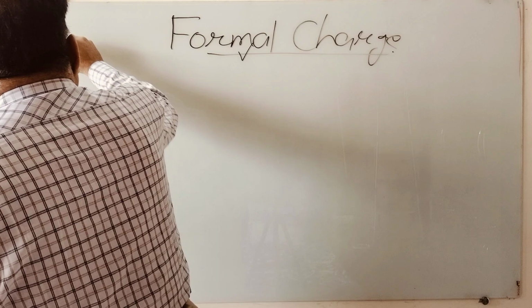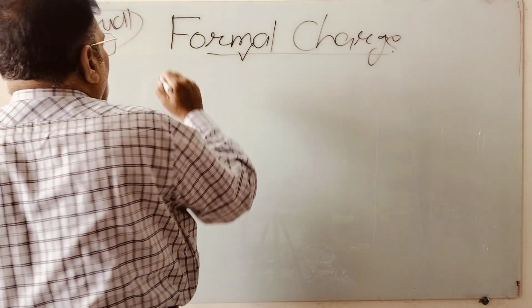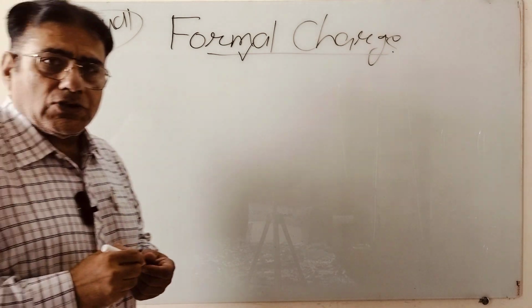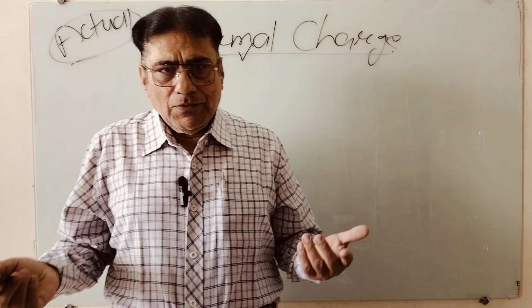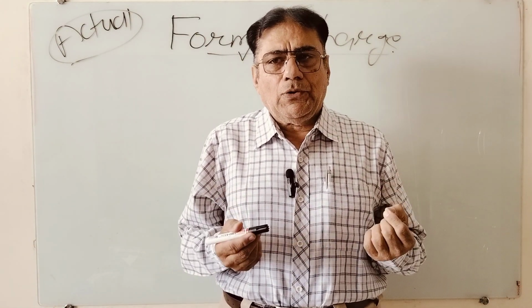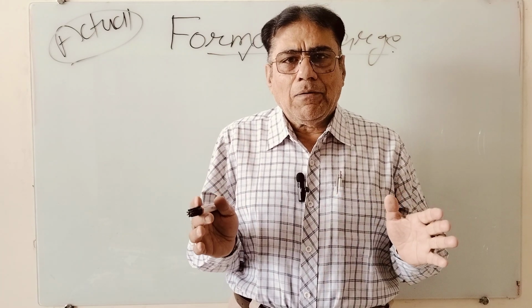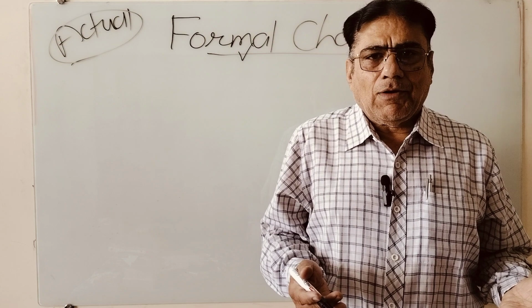What is opposite to formal? That is actual. Means some charge which is not actual, but that is formal. That is a formal charge: charge on any atom in a molecule which is not actual, but that is formal. Suppose I have to define the formal charge.